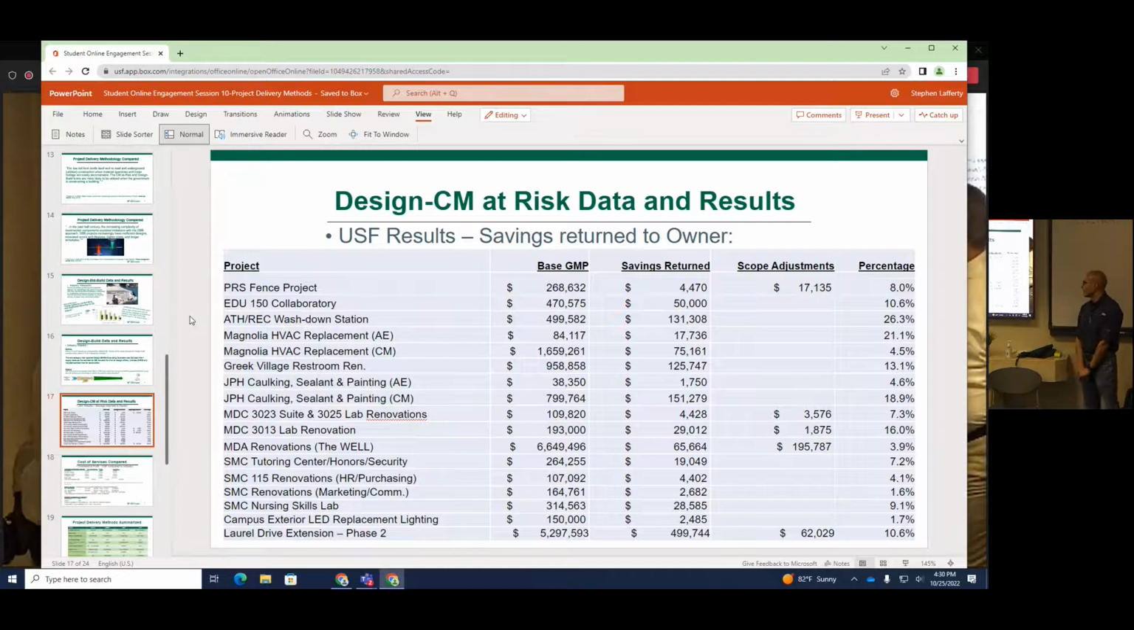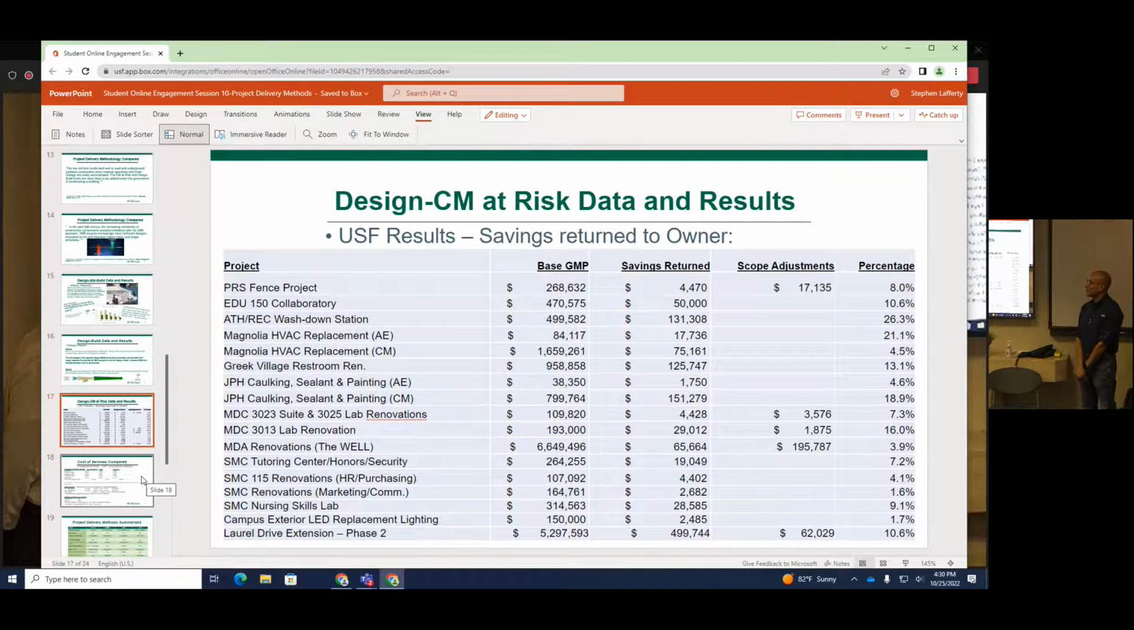Okay. As an aside, we were also able to increase some of the scope, so add some things to the project that we didn't think we were going to be able to afford as a part of that project, later on when we actually saw some of the economies.